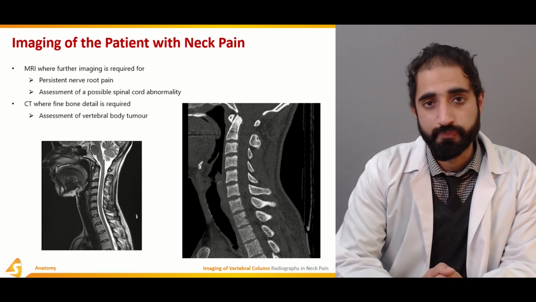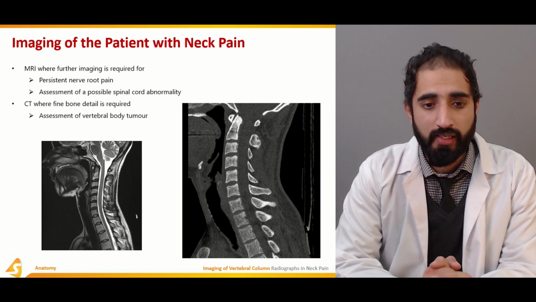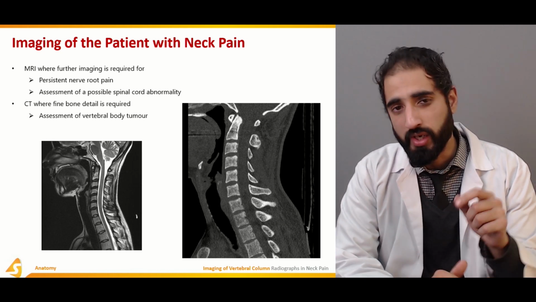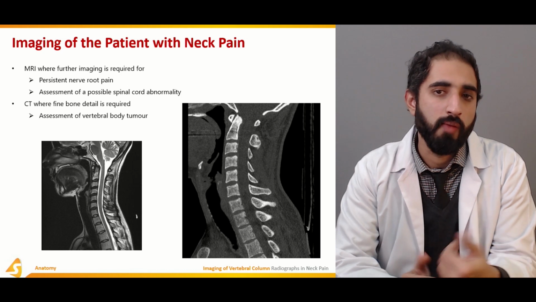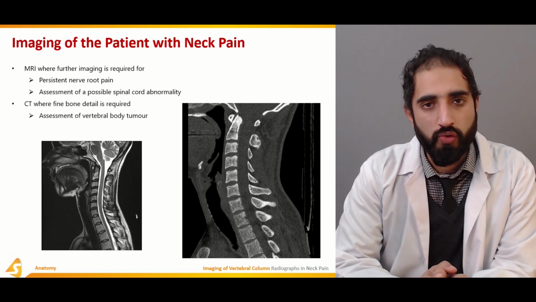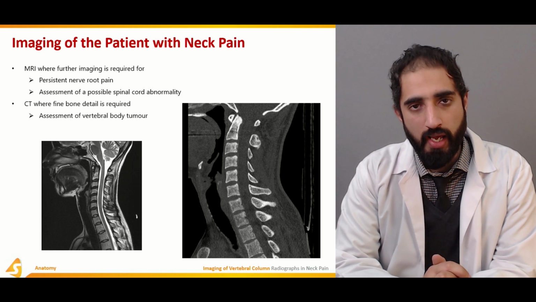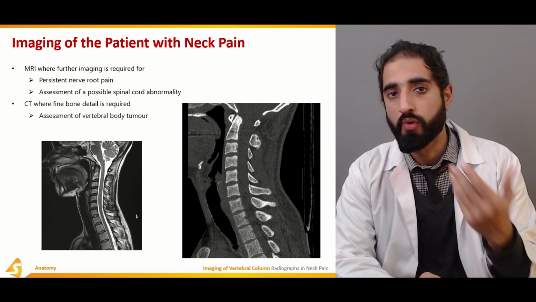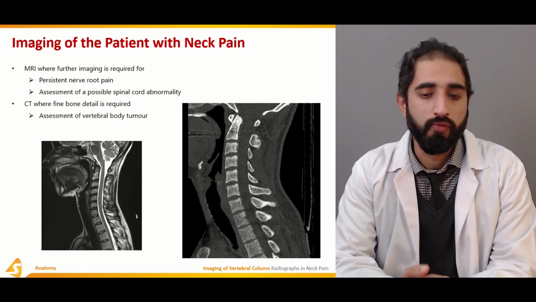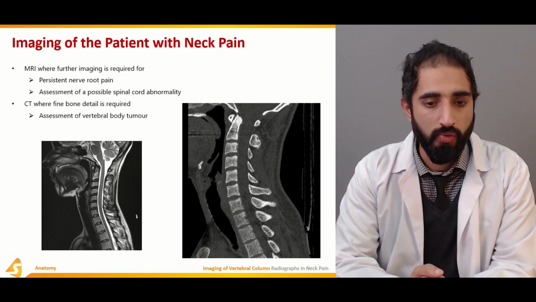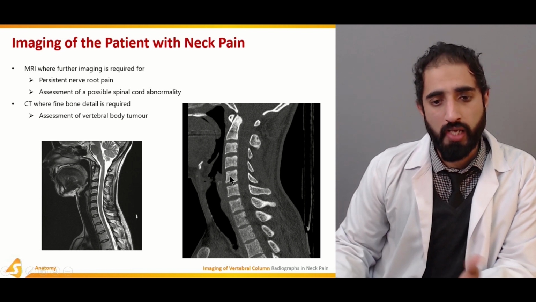Moreover, if we are suspecting that the problem is in the bone and we need finer detail in terms of the bony anatomy, we should go for a computerized tomography scan. And for that, we go for assessing, for example, if we are suspecting a vertebral body tumor. So here we have two examples.